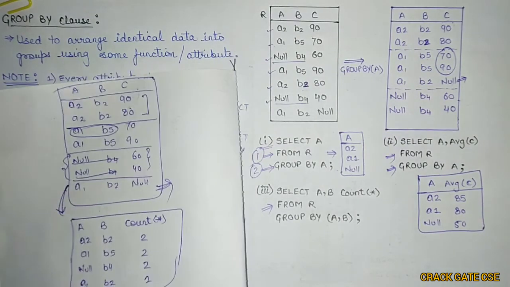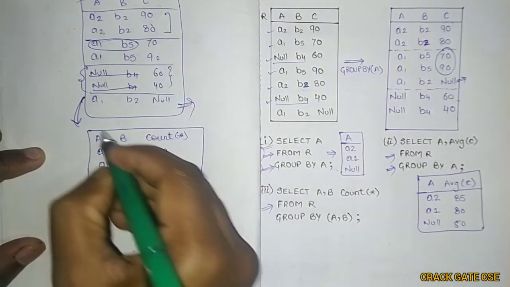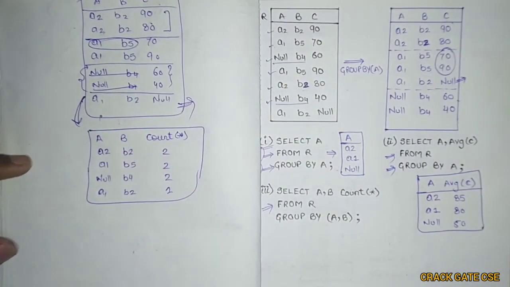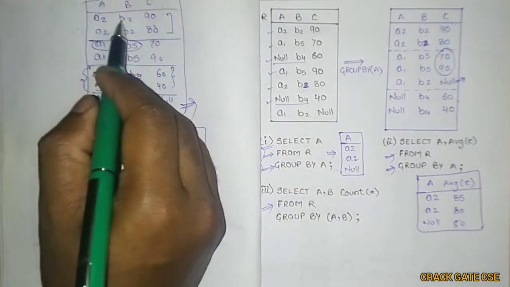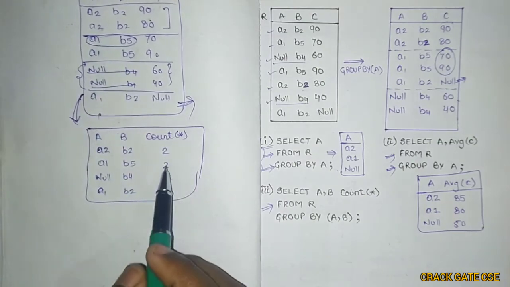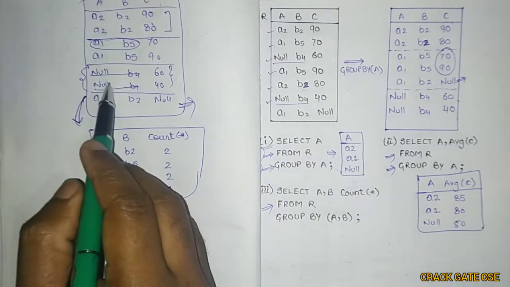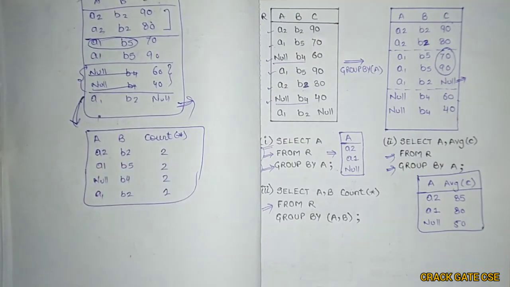So let me shift it upward so that you can clearly get. So that's how we grouped, and from this particular group, that's how we find out the respective value. A2 B2 from this group and respective number of rows, A1 B5 from this group and respective number of rows, null B4 from this group and respective number of rows, A1 B2 from this group and respective number of rows. So that's how we can use the group by clause in a SQL query. I hope you got an idea how it exactly works.